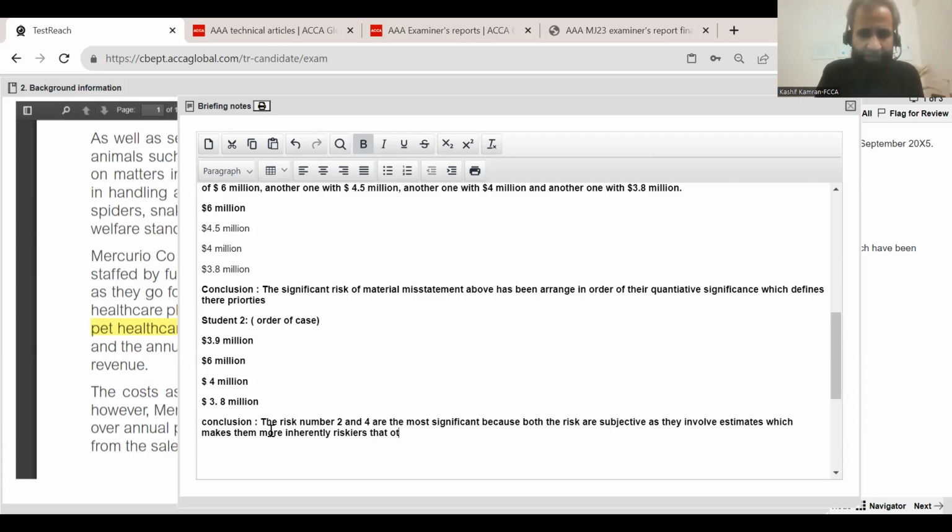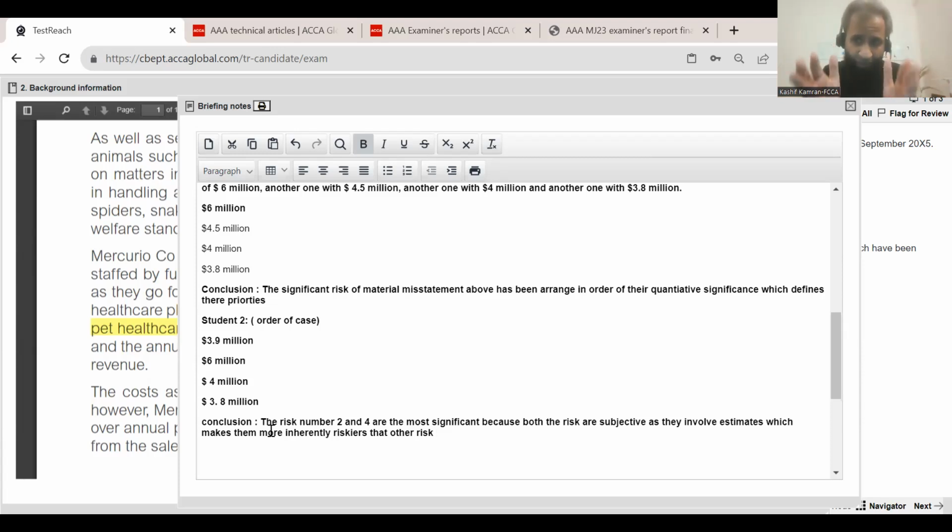than other risks. So you can have a justification that, to me, 2 and 4 are the most significant ones. So you've prioritized them. You're saying 2 and 4 are the most prioritized risks. Why? Because they involve estimates, or because they have fair values, or because they have something special, which is not in 3.9 and 3.8. Even though 3.9 and 3.8 are risks of material misstatement, they're not the important ones. Why are 2 and 4 important? Because they have some sort of an element like subjectivity, which makes them special.